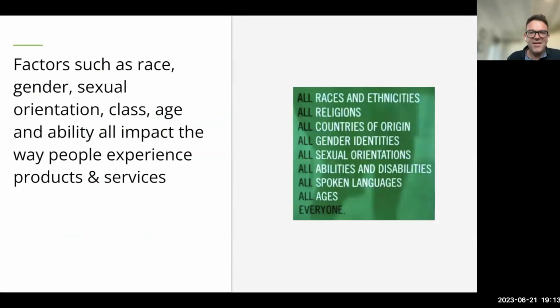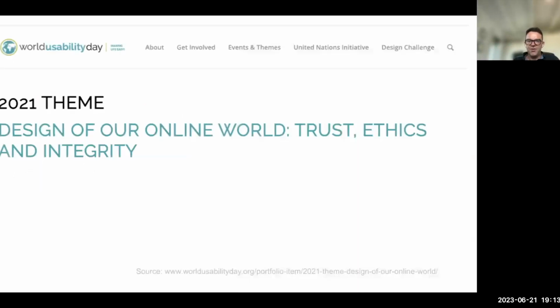If you look at the diversity topics, race, gender, sexual orientation, social class, age, etc., all these things impact the way people experience products and services. There's no one size fits all anymore. And a modern, inclusive company has to really include all these aspects and all these diverse user groups into their research.